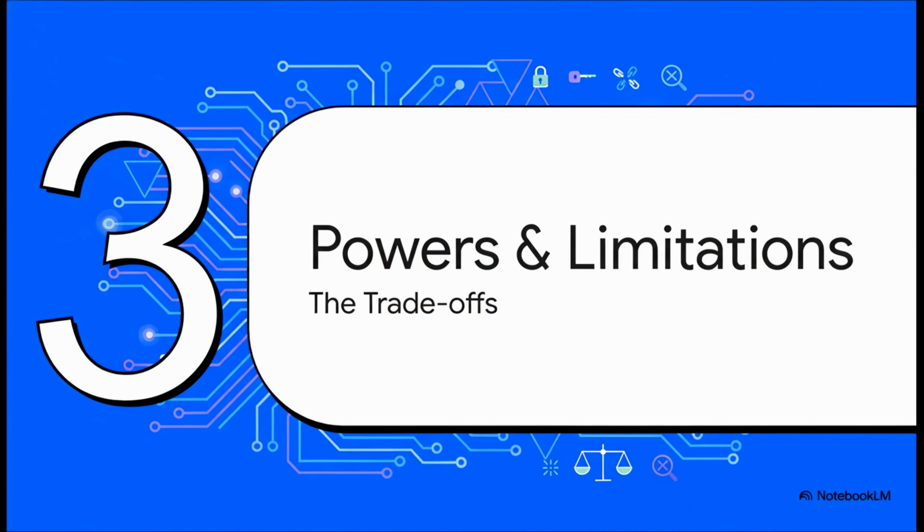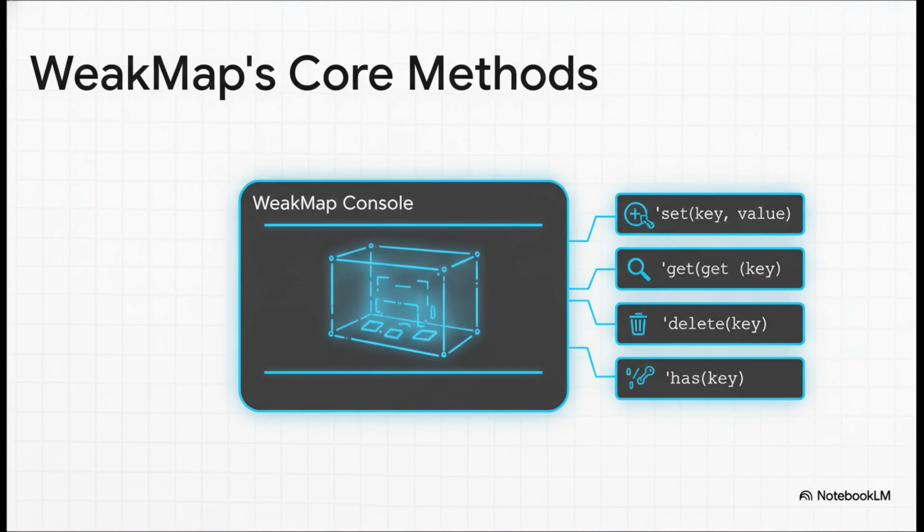So WeakMap sounds pretty awesome, right? But it's not a magic wand you can wave at every problem. It has a very specific set of powers and, just as important, some very deliberate limitations. Let's break those down. So what can you actually do with a WeakMap? Well, you get all the basics you'd expect. You can .set a key value pair, you can .get a value, .delete an entry, and check if something exists with .has. All that core stuff is there.